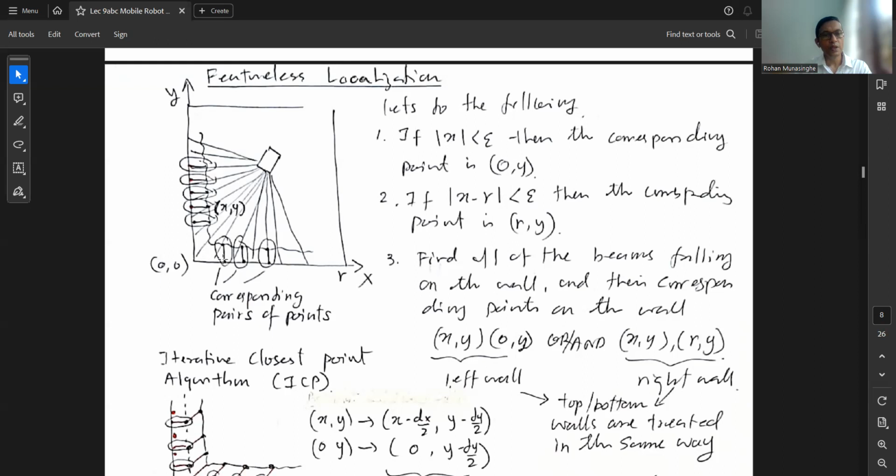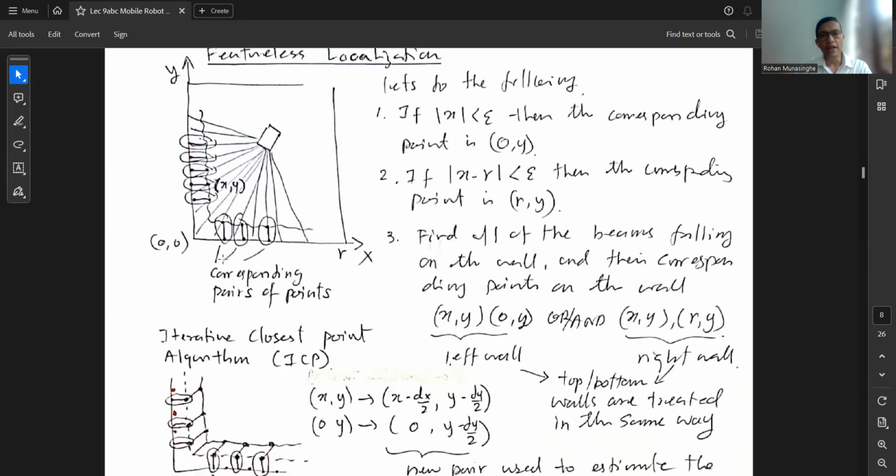Now, when you do that, you need to make sure that you are hitting on the wall. You cannot have any other reflection and associate it with a point on the wall. No, you can't do that. You have to be absolutely sure that the point you are referring to is actually a reflection from the wall.